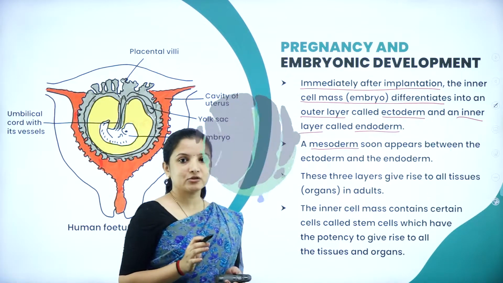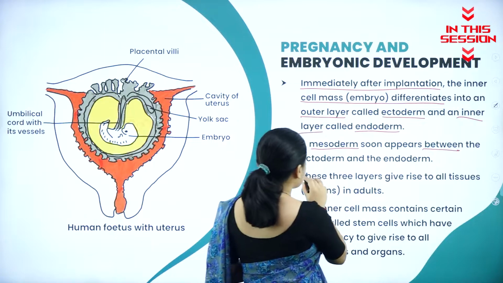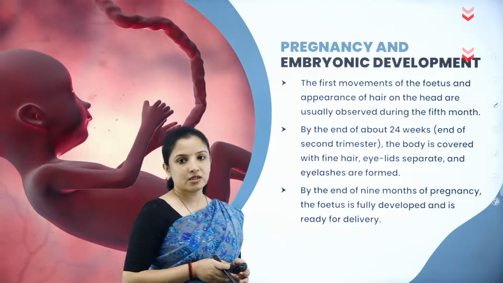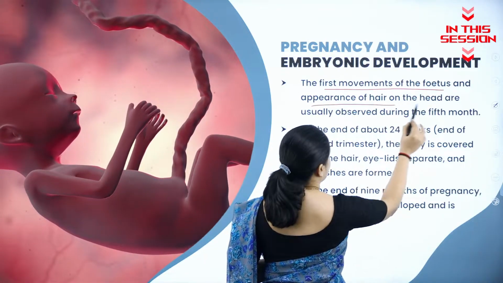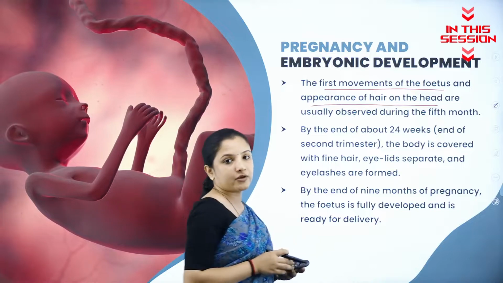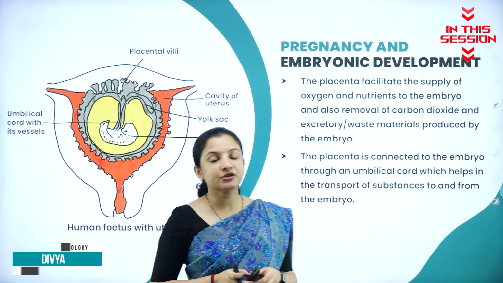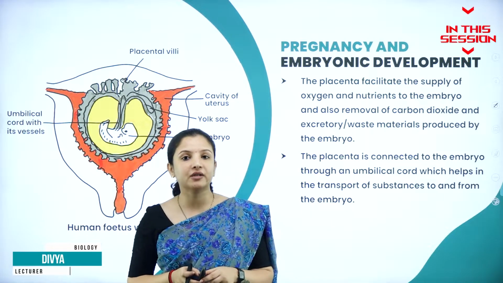So where does this mesoderm appear? It will appear between the ectoderm and the endoderm. The first movement of fetus along with the appearance of hair on the head of the fetus are usually observed in the 5th month. The placenta should develop because it forms a connectivity between the mother and the fetus.